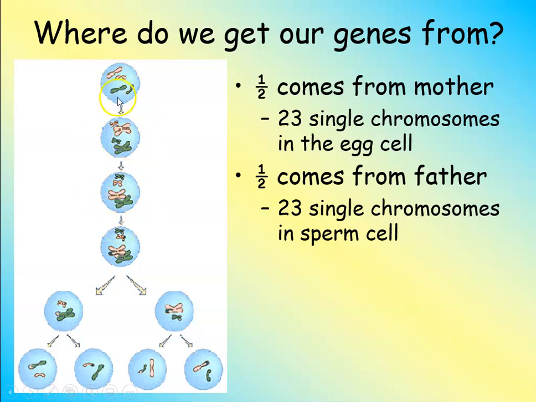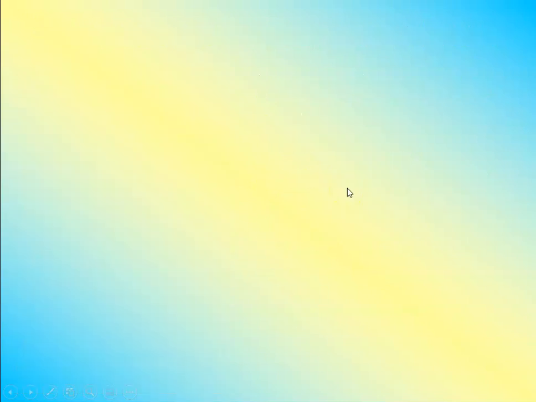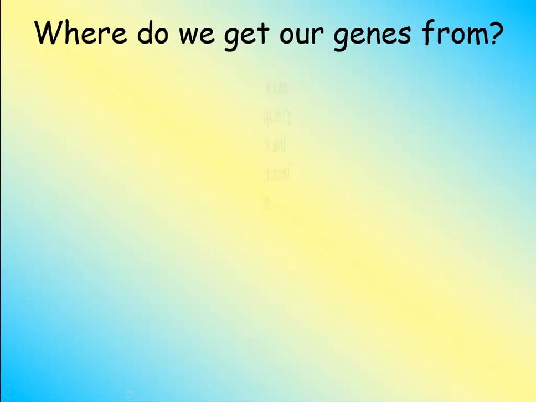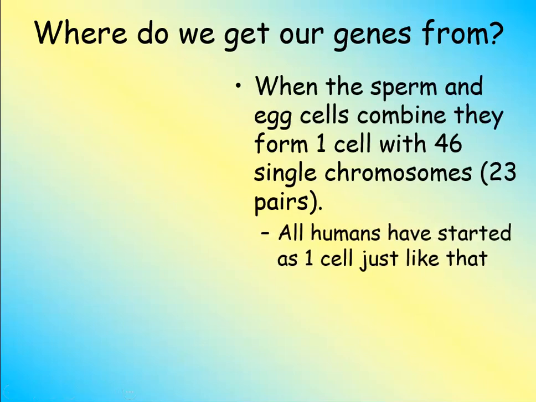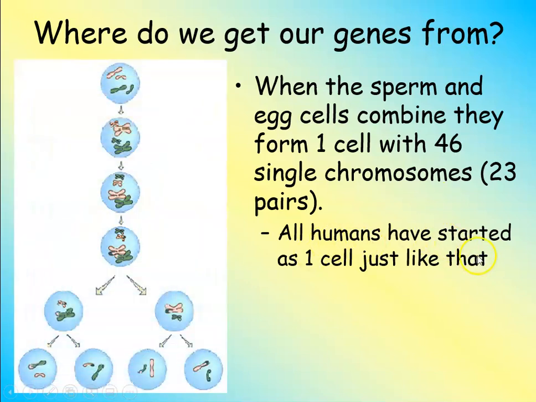So here we have meiosis. So when we start off with our chromosomes, they duplicate, and then they start splitting apart, and then that splits apart even more. So when the egg is fertilized, they're going to form one cell with 46 single chromosomes, or 23 pairs. All humans have started as one cell.